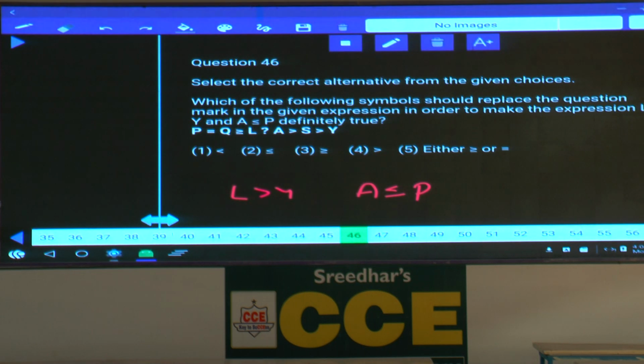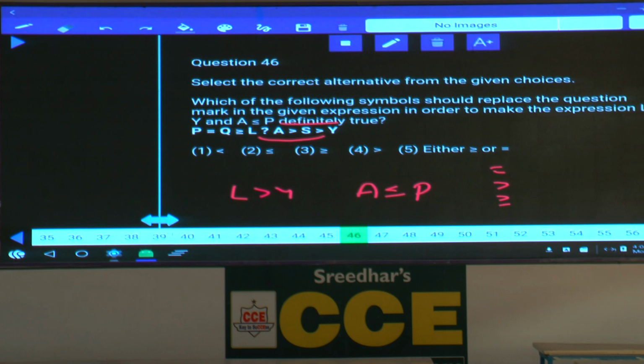Now, L and y. L is here and y is here. Now, between A and y there is 1 greater than. Hence, this L and A, what are the symbols that can be? Whether equal to there, then also L greater than y is true. If greater than is there, then also it is true. Or if greater than or equals to, then also it is true.